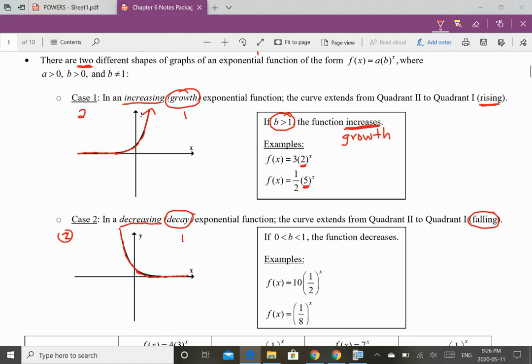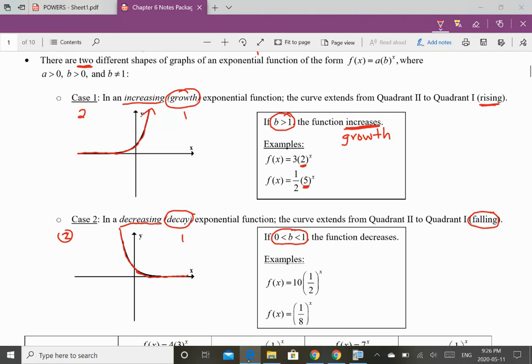Again, this is dependent on the base. If the base is positive, but between 0 and 1, so what that means is we might have a fraction whose numerator is less than the denominator, or we might have a decimal that starts with 0 decimal something. If our base looks like that, then we have exponential decay.